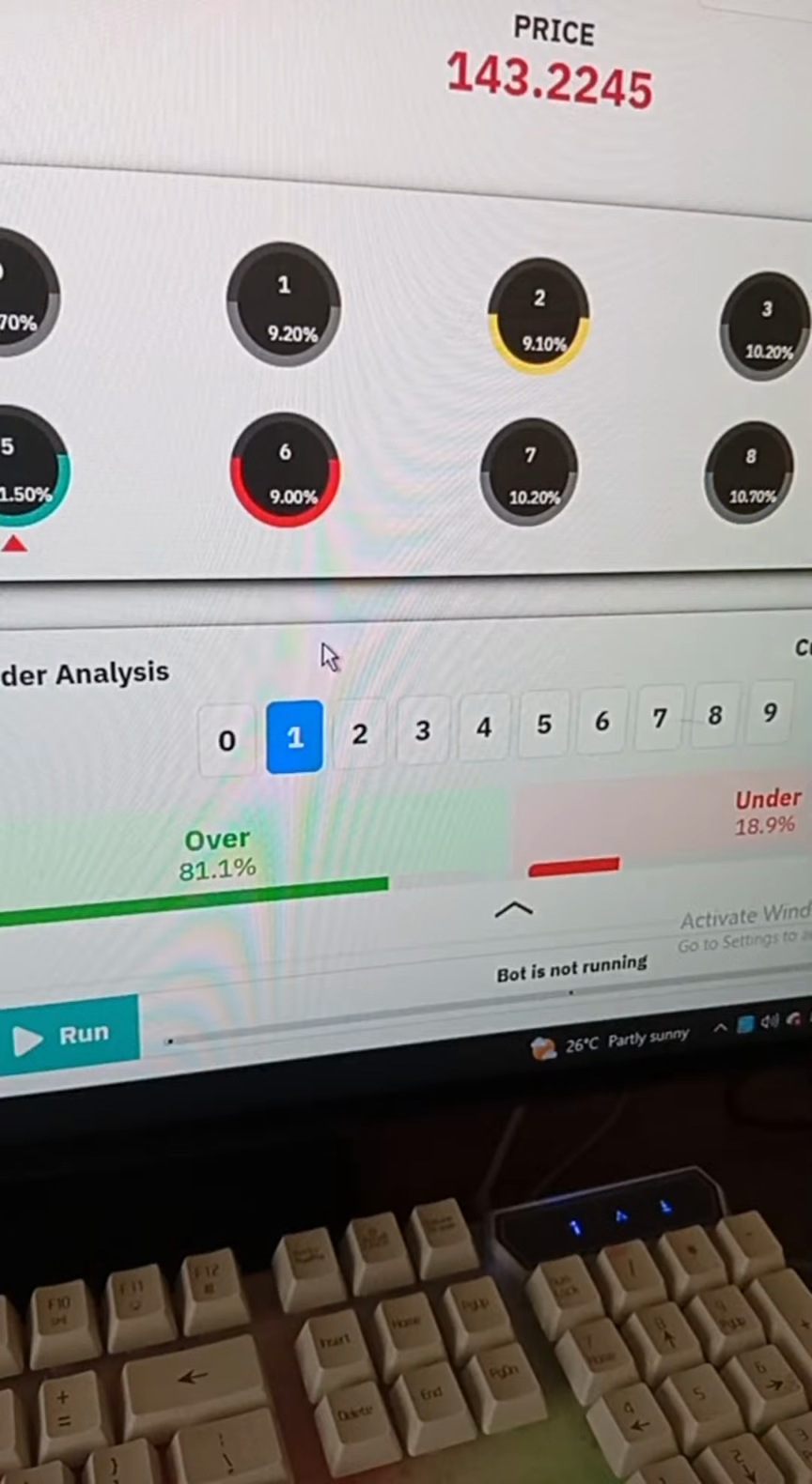Yeah, guys, I joined so that we push this together. Be ready. Volatility 50 over 1.